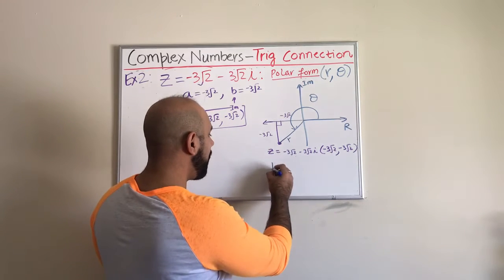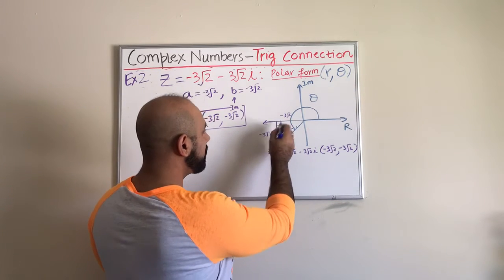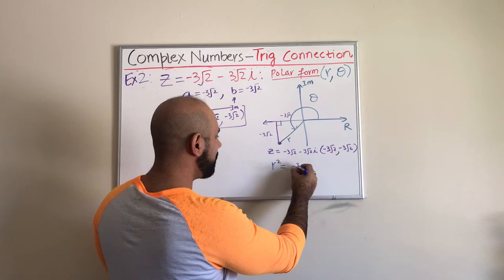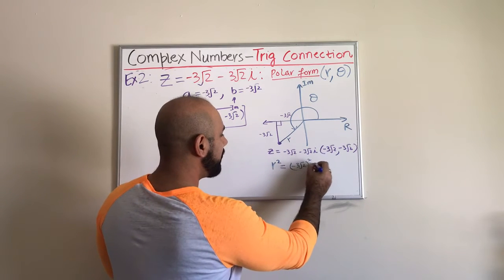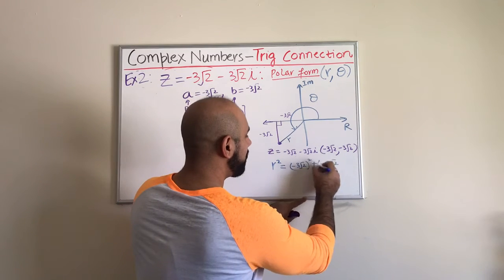Okay, so we know r squared is going to be this side squared plus the other side squared, so it is (-3 radical 2) squared plus (-3 radical 2) whole squared.